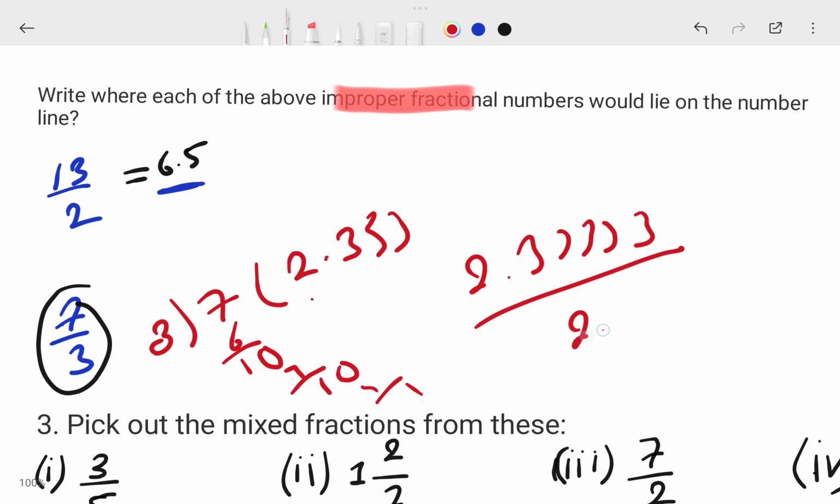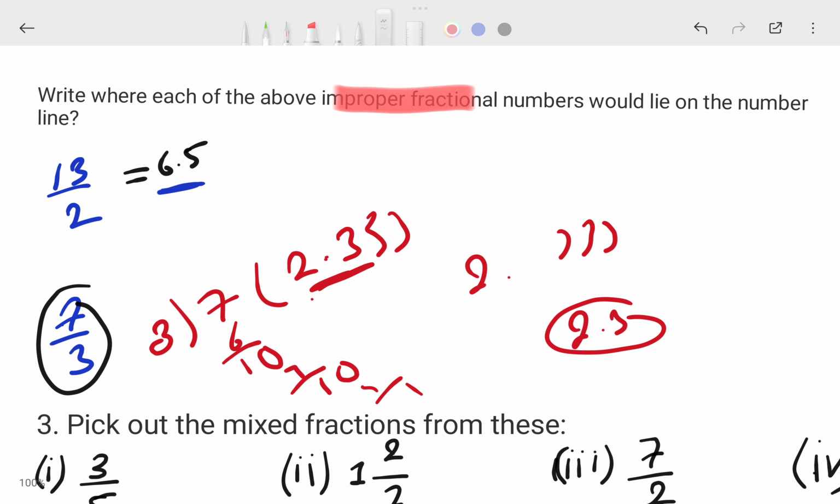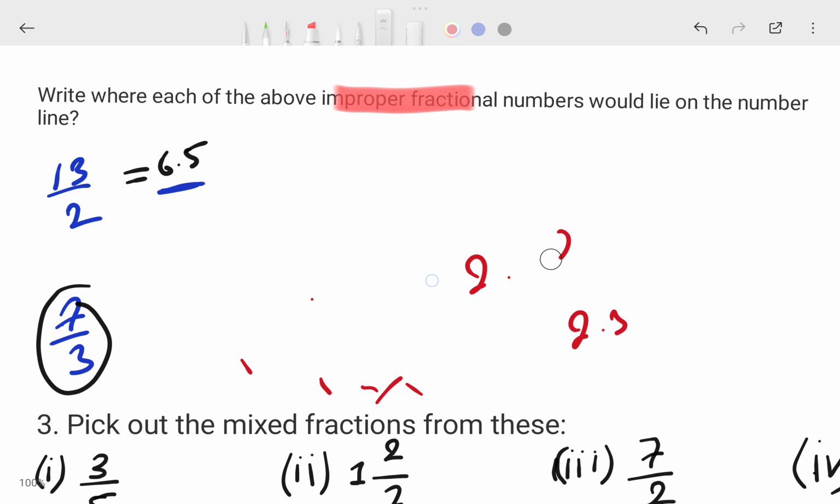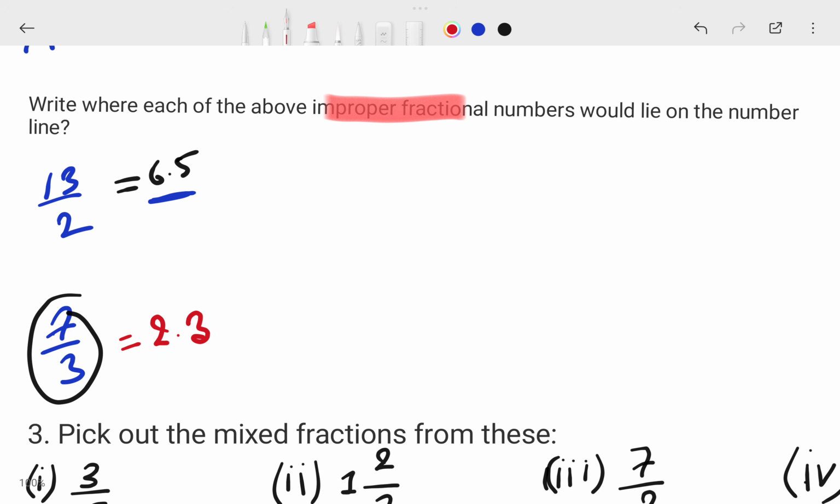So do one thing. Just take one number, 2.3. Just take this one only, okay? 2 is fixed, and in this 3, take only one 3. So it will become 2.3. Is it clear? Okay, if it is clear to you, then let's see where this number will come on the number line.